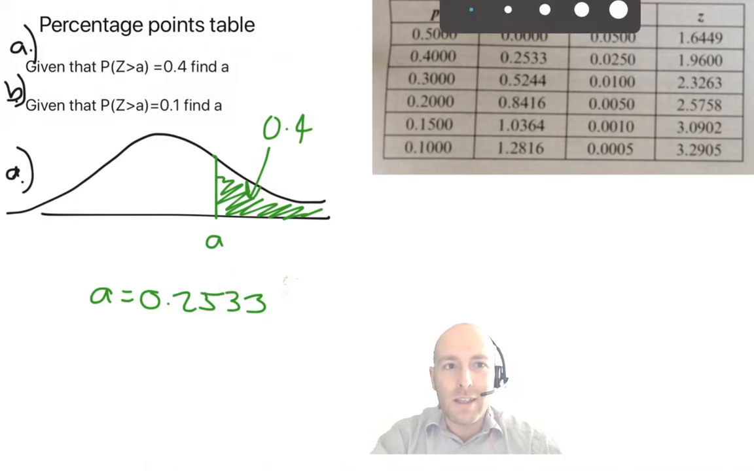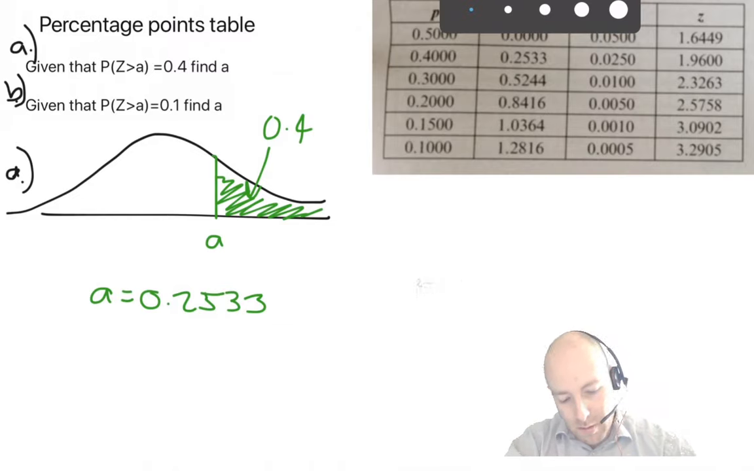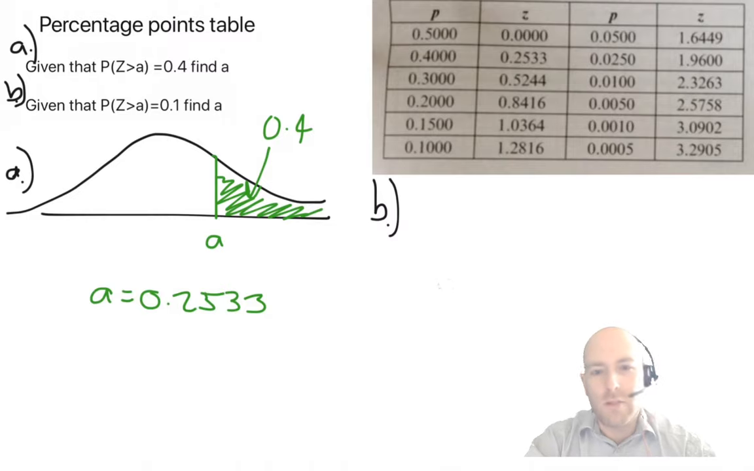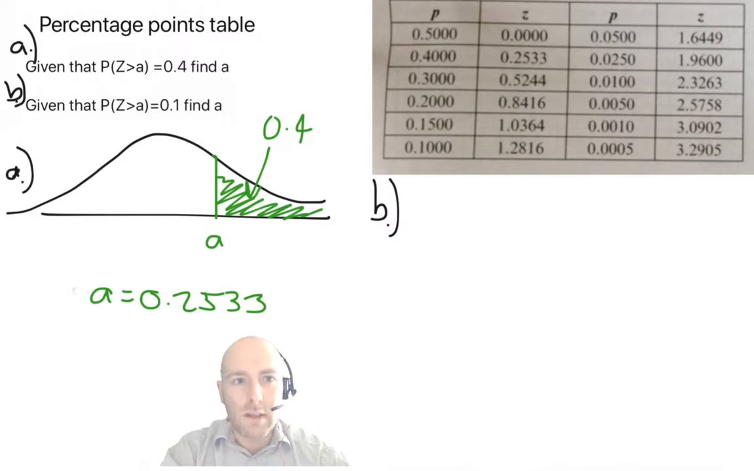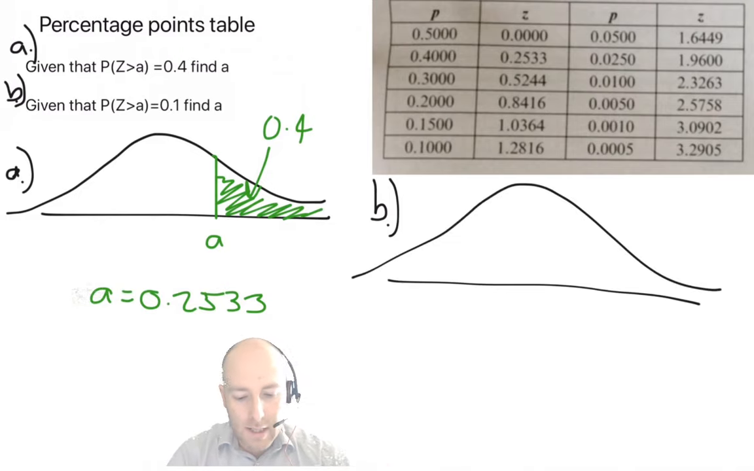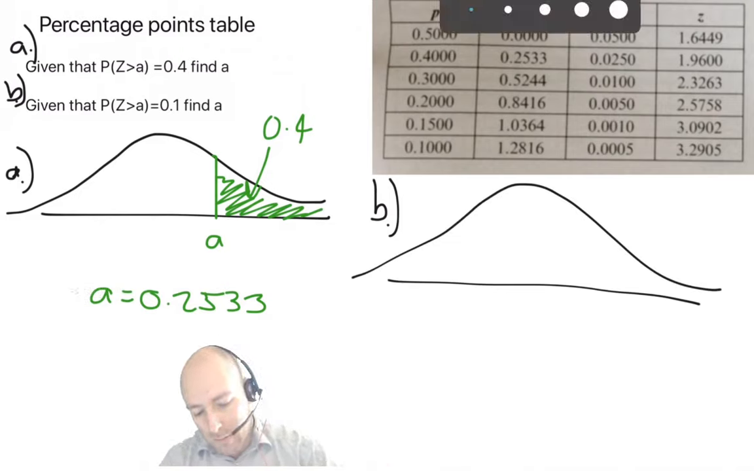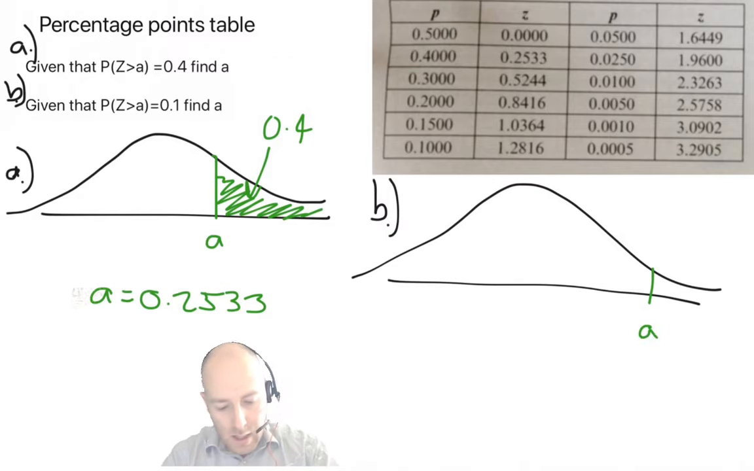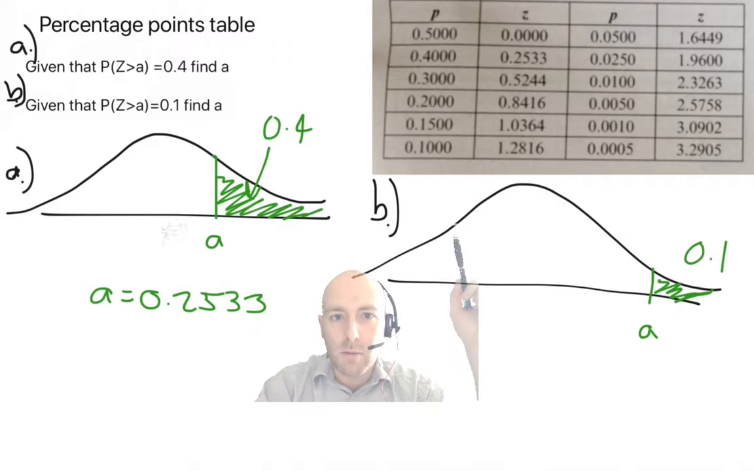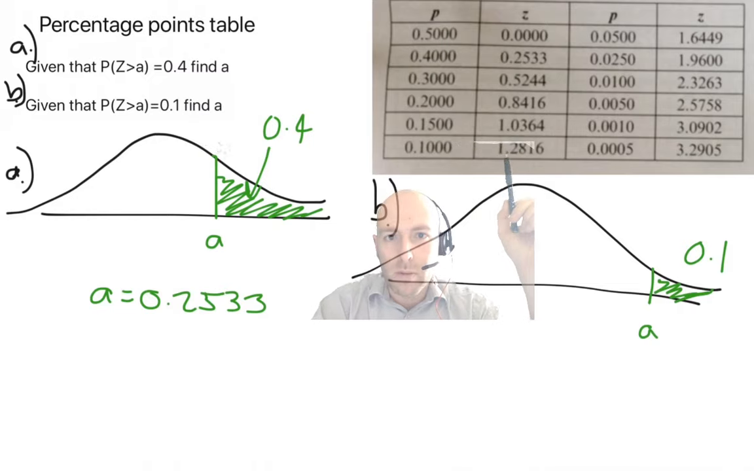Right, we're going to look at the second one, part B. Given P Z is greater than A is 0.1. Let's draw this. Again, greater than it, 0.1. A is going to be even further to the right, and our probability there is 0.1 now. So we're expecting a bigger value for A. If we look in our table, 0.1, there it is, 1.2816.